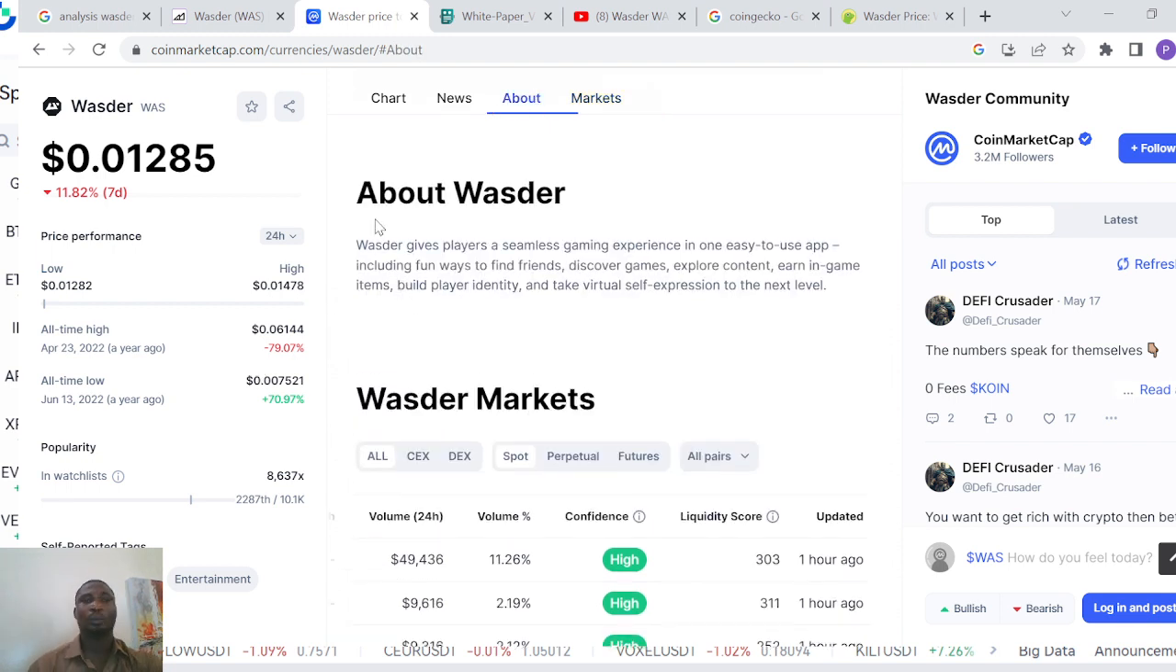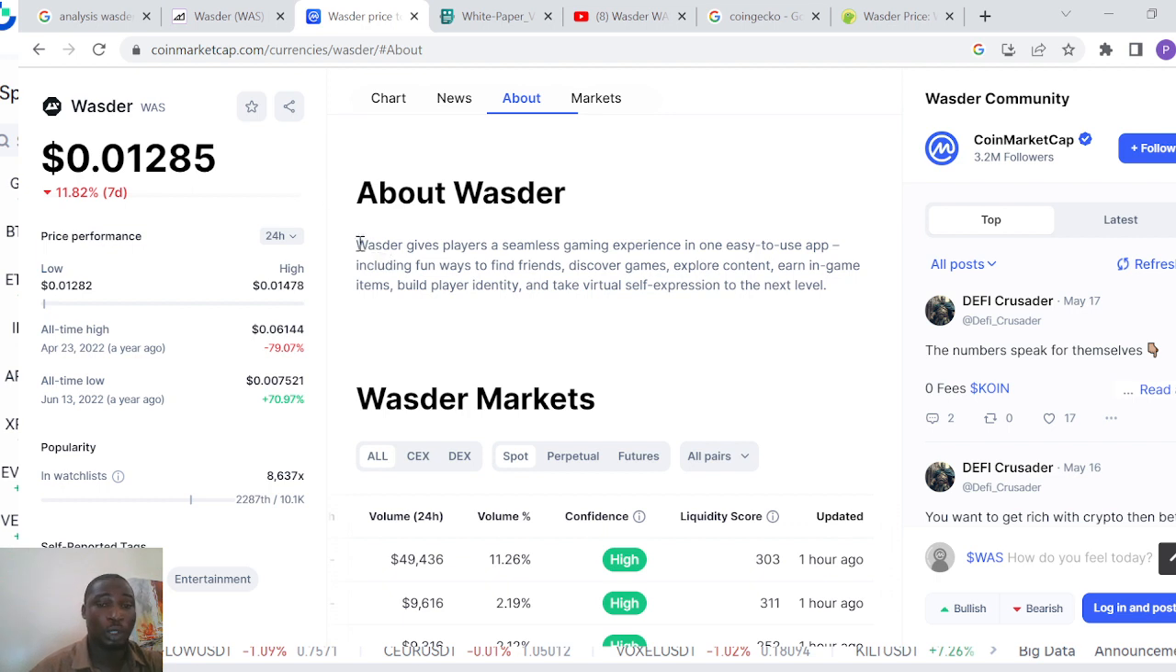So now, what does Coingecko say about this token? What is their own analysis about this token that we are talking about? They say that this token gives players a seamless gaming experience in a one-on-one easy-to-use app, including a fun way to find friends, discover games, explore content, and earn in-game items, build game identity, and take virtual expression to the next level.